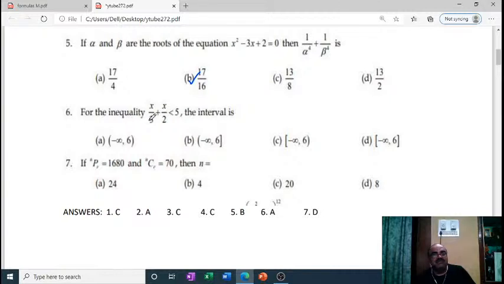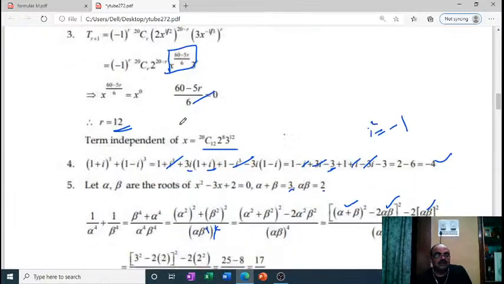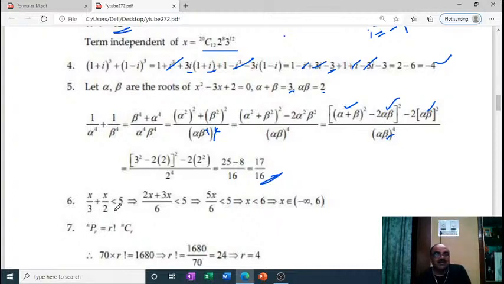Next, for the inequality x by 3 plus x by 2 is less than 5, what is the interval of values that can be taken? Now, how do we solve? x by 3 plus x by 2 is less than 5. Take LCM, 3 twos are 6. (2x plus 3x) by 6 is less than 5. 5x by 6 is less than 5. Cancel 5 on both sides, so x is less than 6. From minus infinity to 6.